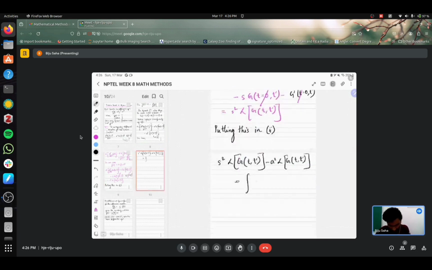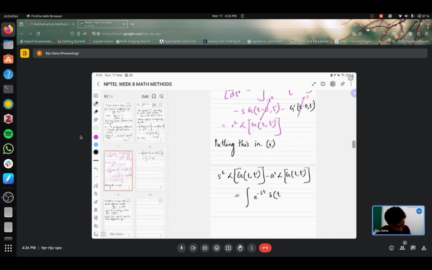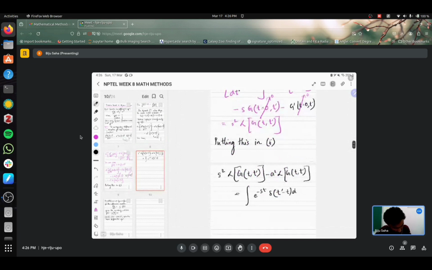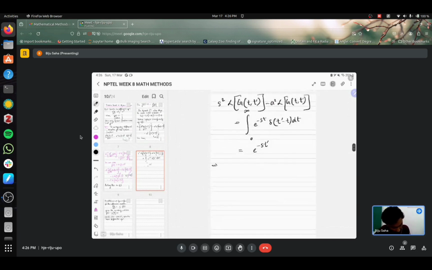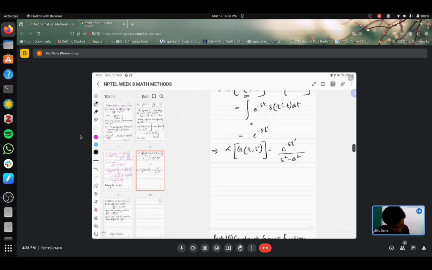And also let's carry out what the Laplace transform of the Dirac delta looks like. Basically this takes the form of this. So from here we can say that the Laplace transform of the Green's function looks like this. To know the Green's function, obviously we have to take the inverse Laplace transform.